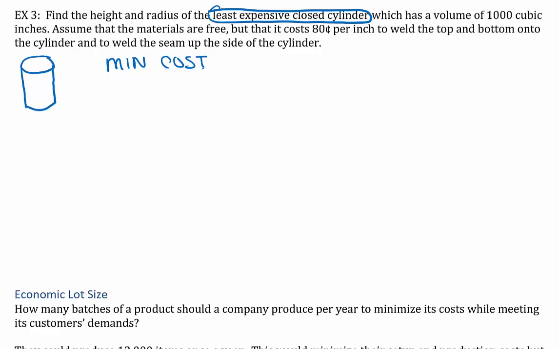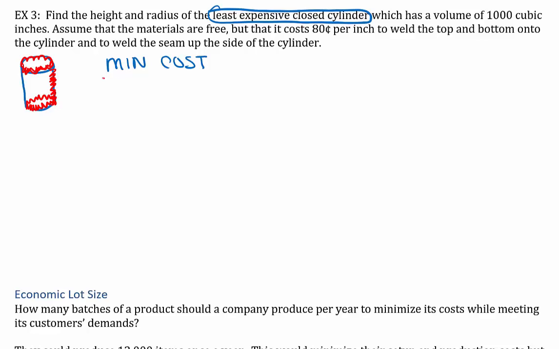Assume the materials are free, but it costs 80 cents per inch to weld the top and the bottom. So you have to weld the circle onto the bottom, you have to weld a circle onto the top, and then you have to weld a seam along the side.